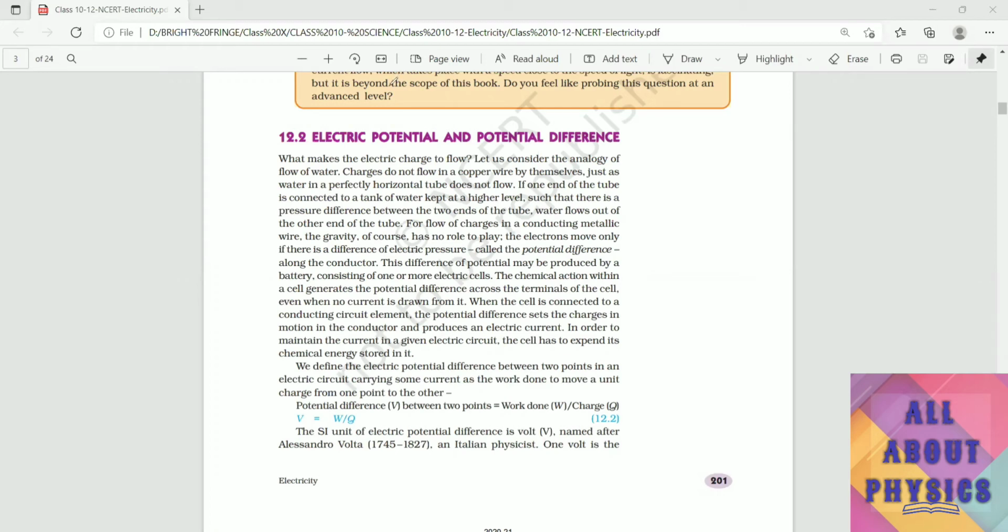See, as we know that electric current is the rate of flow of electric charges. But here one question arises: what makes the electric charge to flow? Please underline this in your book. What makes the electric charge to flow? Answer to this question is potential difference. Please write the answer, potential difference, in your book.